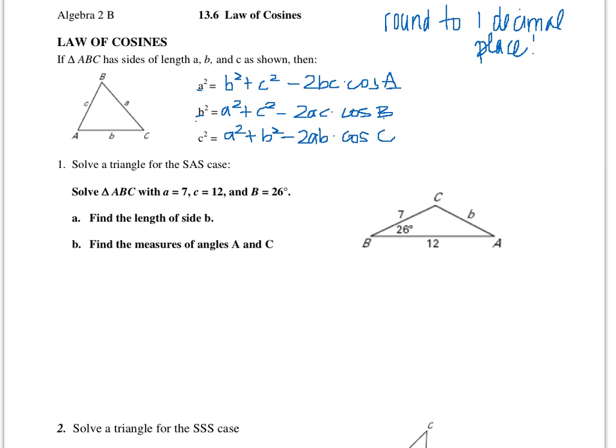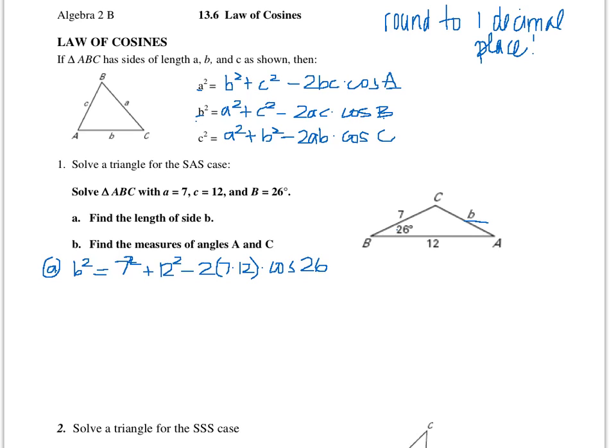So I'm going to first start by finding side B because I know angle B. And so I'm going to start there. So for part A, I'm going to start by finding B by saying B squared equals. Now, if I look above, I'm looking at the other two sides squared. So 7 squared plus 12 squared minus 2 times 7 times 12 times the cosine of angle B since I'm doing side B.